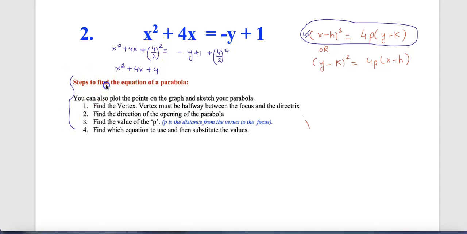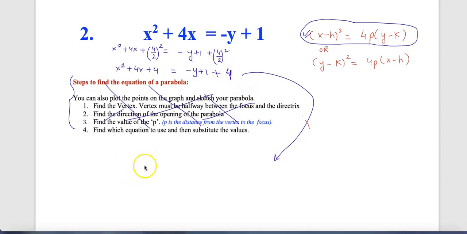Now do keep in mind we are not using these steps for these problems over here. Okay, we are not doing these steps. Negative y plus 1 is equal to, sorry, this should be plus 4. So this is my plus 4 over here. So I'm doing the remaining steps over here. This is 4.